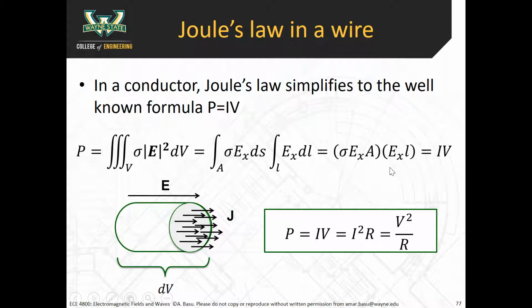Sigma times Ex times A, that is the current. Remember, J is equal to sigma times E. So this part here is equal to J. This first part is J times A, so this becomes I, and the second part here is the voltage. Ex times L is the voltage, and so this is IV. Does this make sense? Anything that we're not sure about?